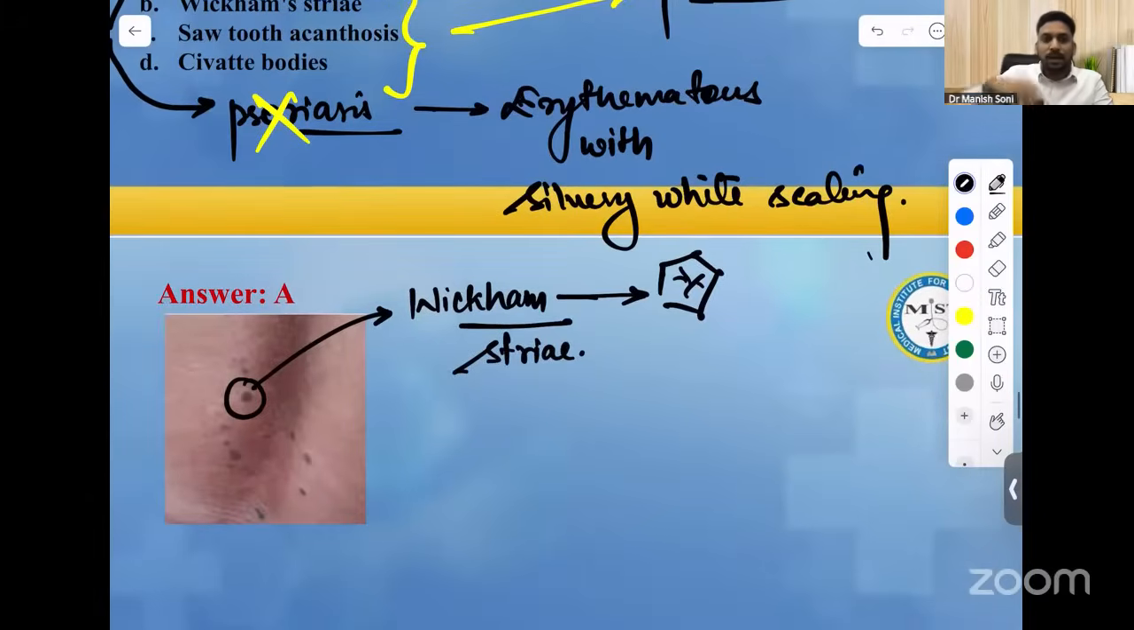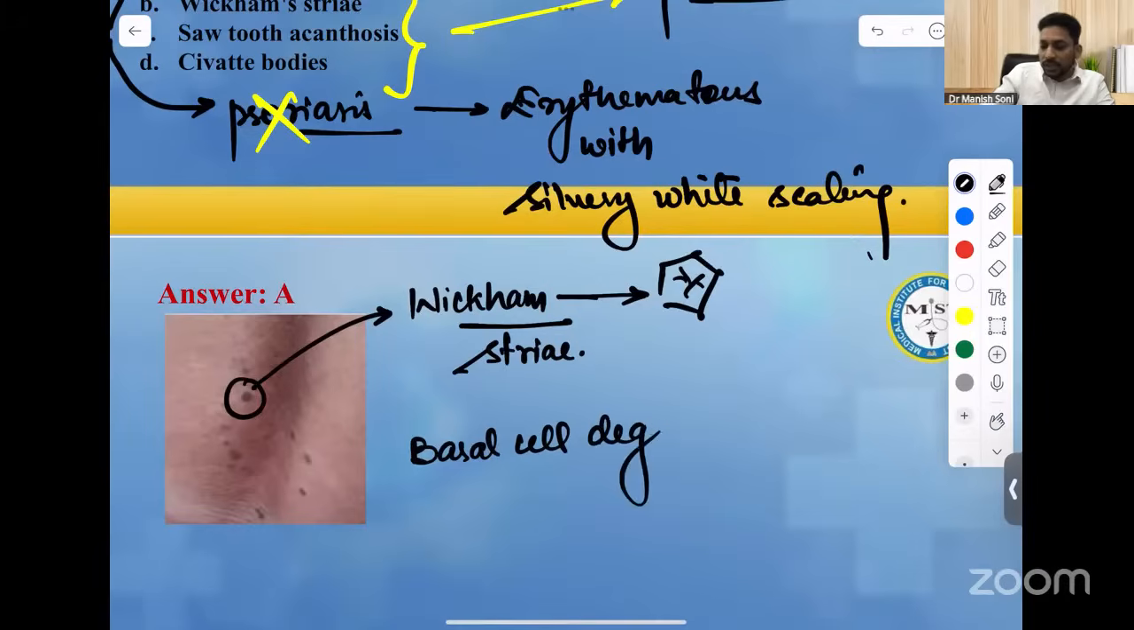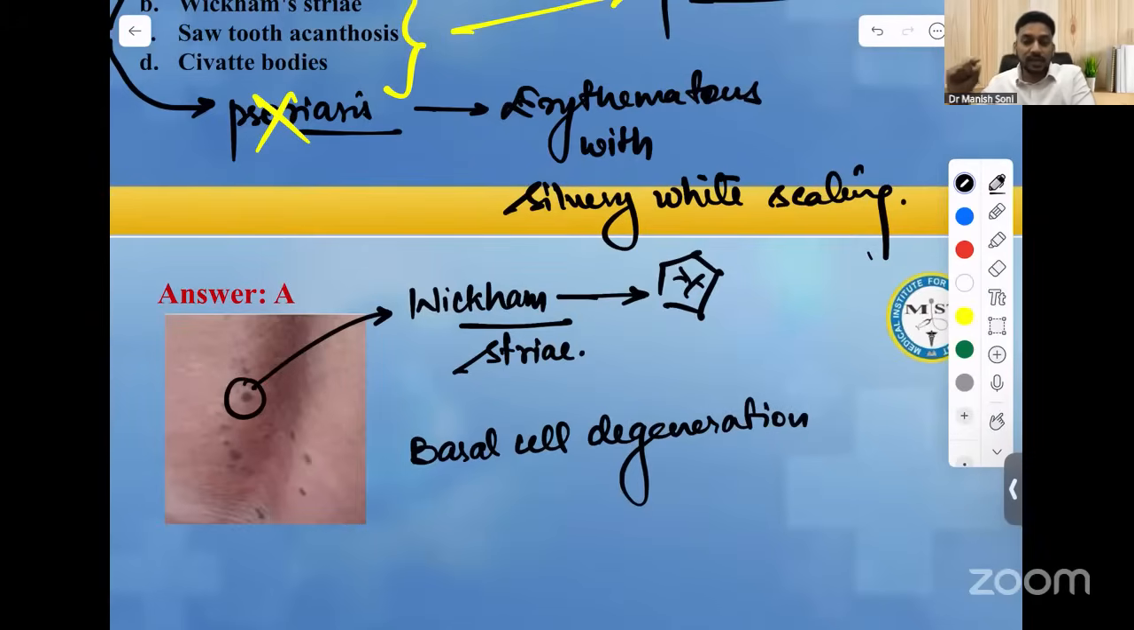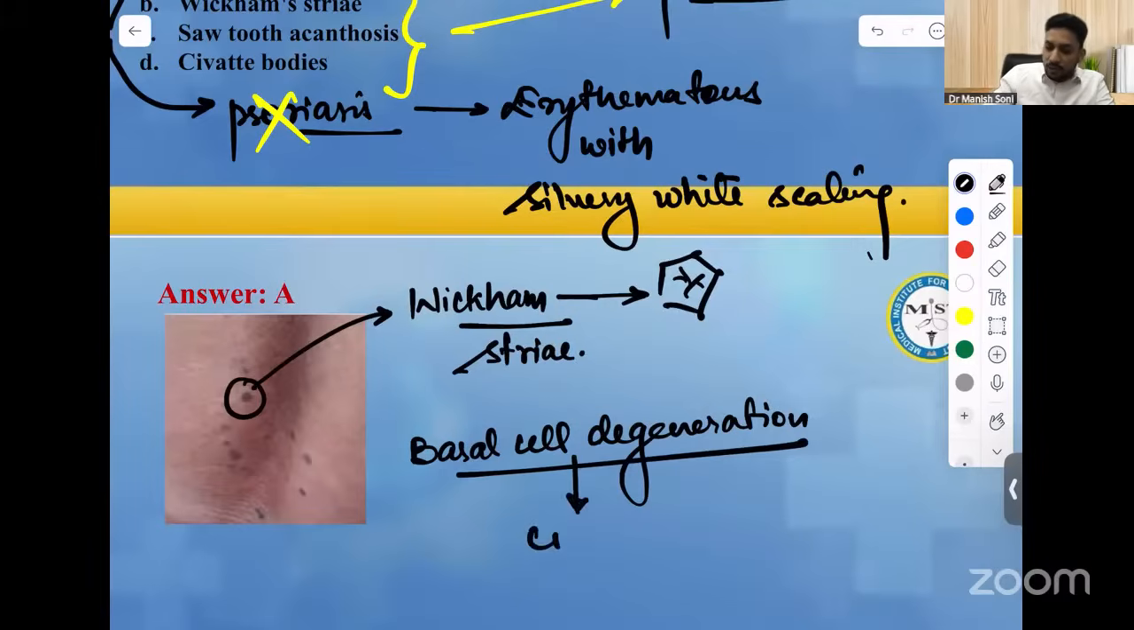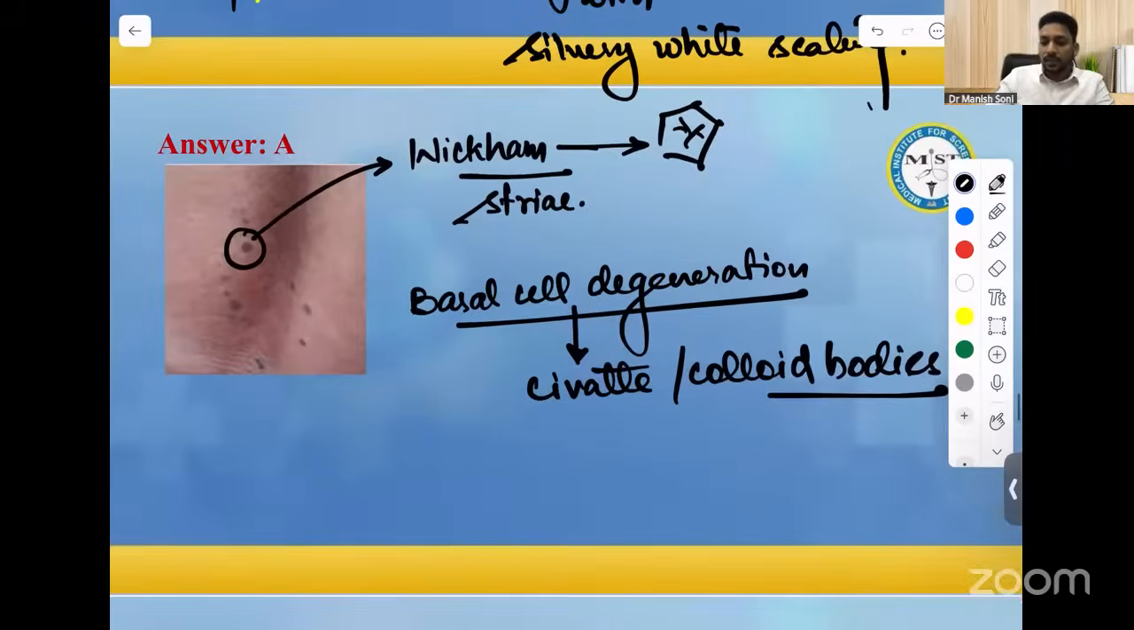Now, if you take biopsy from here, you will find basal cell degeneration. That is, the cells in the basal layer, stratum basale, are degenerating. So these degenerating basal cells are known as cavity bodies, also known as colloid bodies. They are seen in lichen planus. So this is also a histological finding of lichen planus.